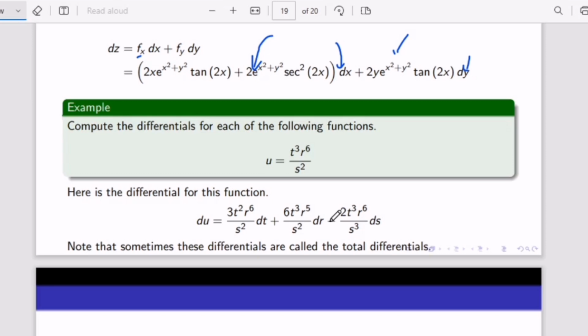Sometimes the differentials are also called total differentials. So when I ask you to find the total differential, you are just taking the variables one by one. You partially differentiate the variables one by one. Then you just add with respect to their variables. So you partially differentiate with respect to t. You have dt, and then you do the dt, dr, ds, dx.